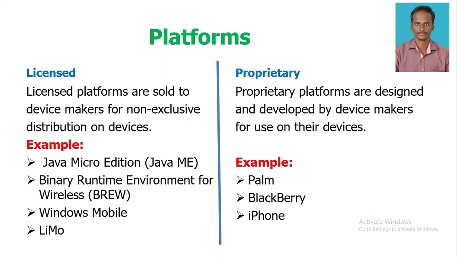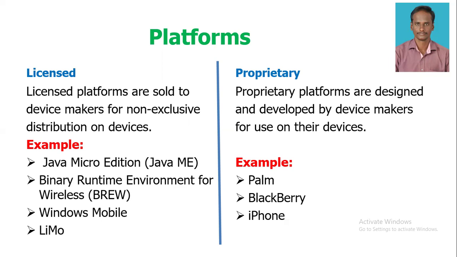And the next one is Windows Mobile. Windows Mobile is also a licensable and compact version of the Windows operating system, combined with a suite of basic applications for mobile devices, that is based on the Microsoft Win32 API.